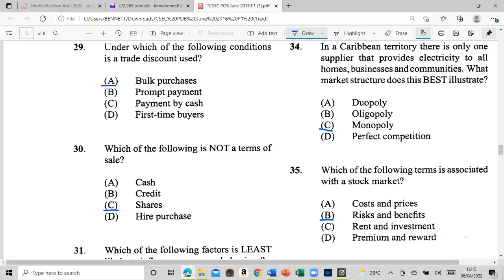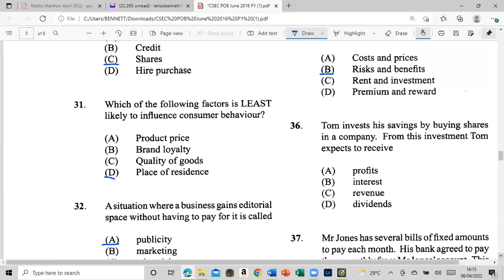All right, so let's move on to 36. Tom invests his savings by buying shares in a company. From the investment, Tom expects to receive profits, interest, revenue, or is it dividends? And 36 is definitely dividends. Shareholders receive dividends, don't they?